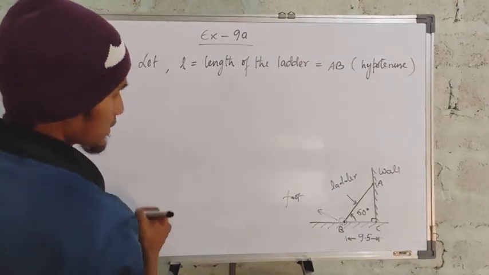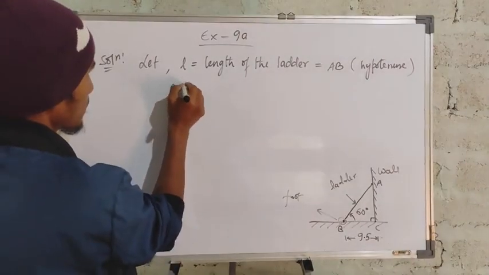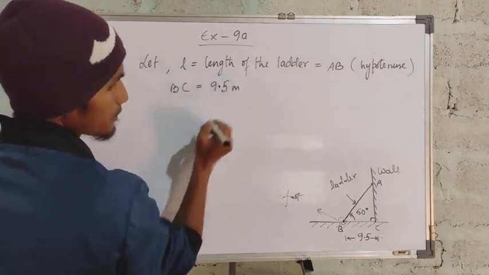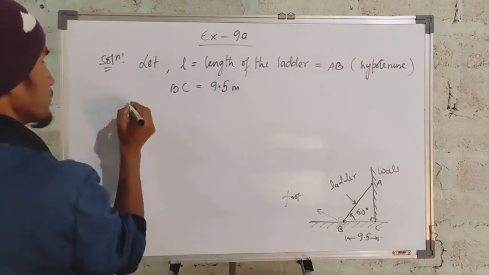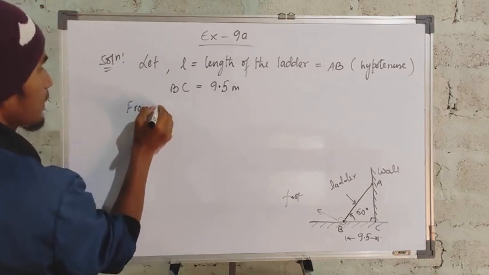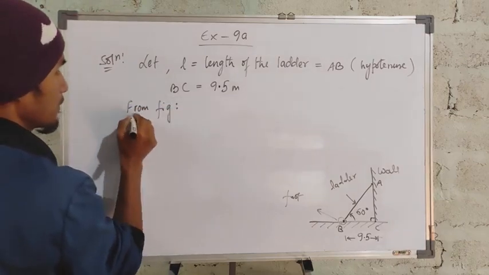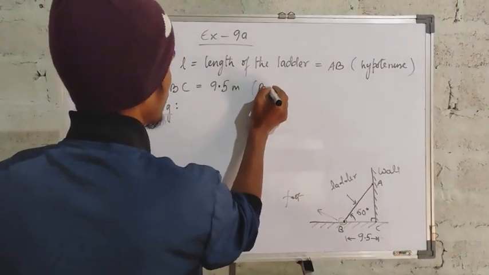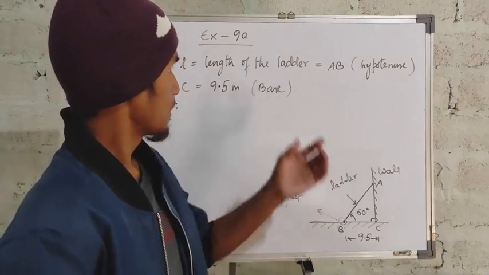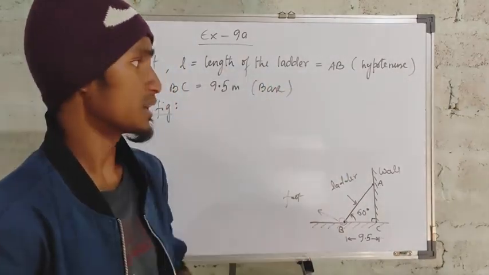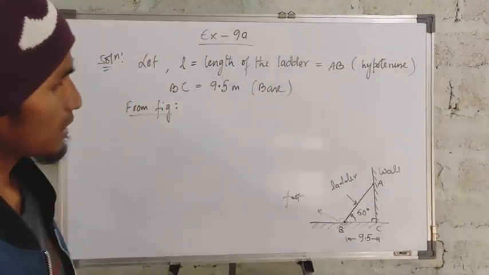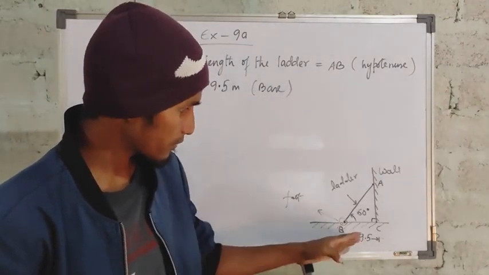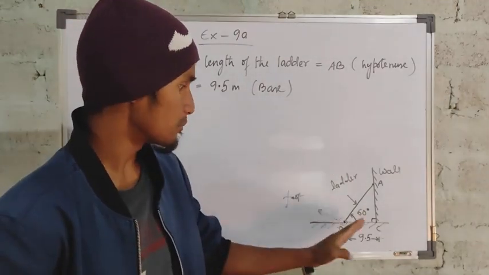Okay, and then what is given? BC. That will be obviously the base. That is 9.5 meter. And from the figure, it's better to go from the figure like this. Now what's the relation between a base and hypotenuse? Because we need to find the length of the ladder, the hypotenuse, and what is given is the base. Then we need to find the relation between base and ladder.